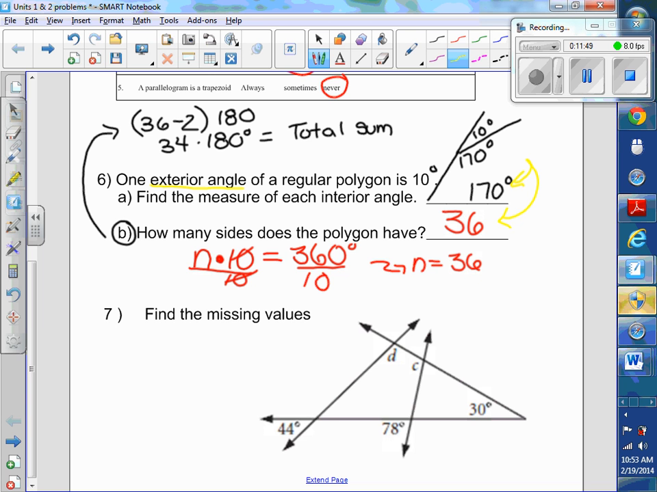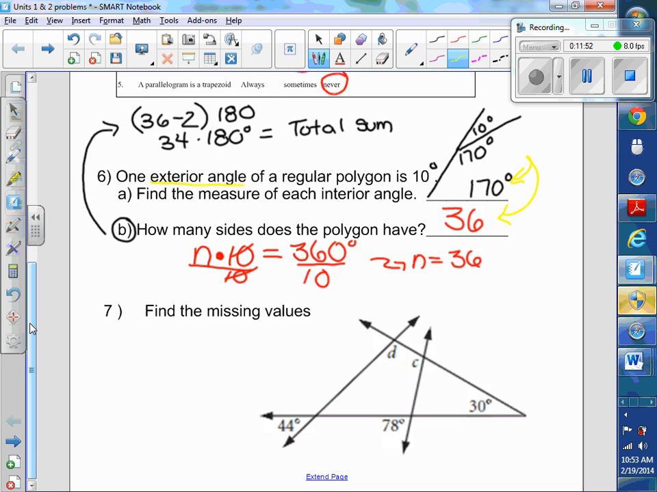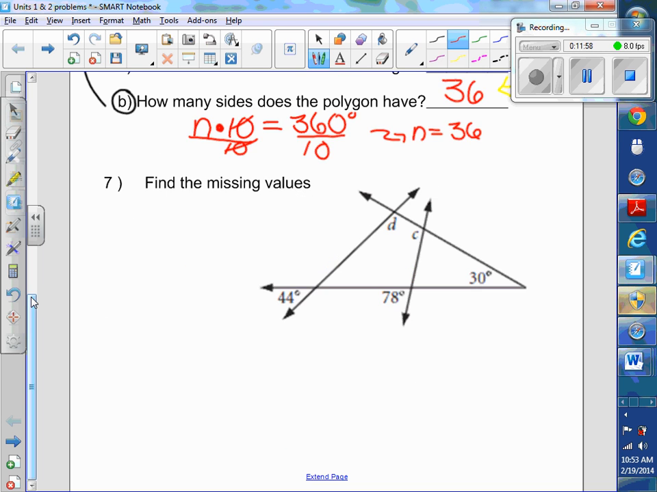So, missing values here. I realized that maybe you don't have enough background for this. You need to have had that 44 right here. Well, we were able to figure it out. It was really easy. Well, because when two lines cross, these two angles are always going to be equal. Yep. Okay. The other two are equal as well. And the same thing with the 78.